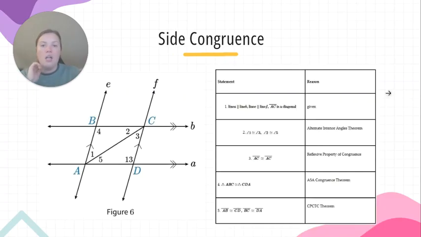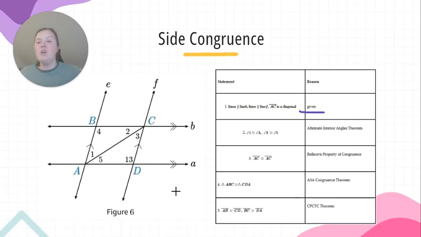Okay, let's look at side congruence now. Side congruence is a much shorter proof, and we use something that we haven't quite talked about yet, which is the diagonal. What they've done to set up this problem is we've got these sets of parallel lines. A and B are parallel to each other. E and F are parallel to each other. And then they have this diagonal A and C that cuts through our parallelogram. Okay, this is all given information.